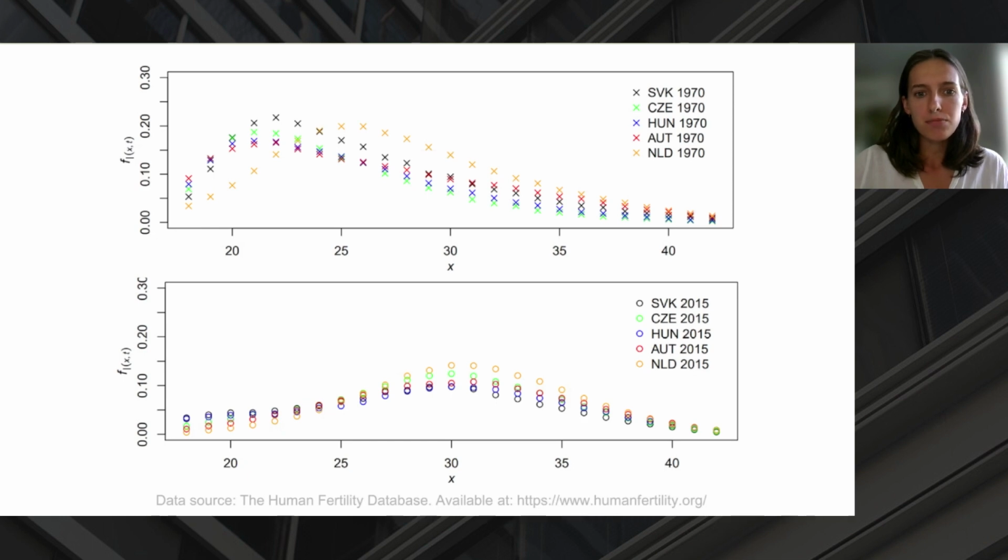In the graph, we can observe the development of the specific fertility rate in selected countries, including Slovakia, Czech Republic, Hungary, Austria, and the Netherlands, in the years 1970 and 2015. We can see that in 1970, the curve reached its peak for women aged 22 to 23 years, meaning that women in this age group gave birth to the most children, and in 2015 the peak occurred for women aged 29 to 32 years.